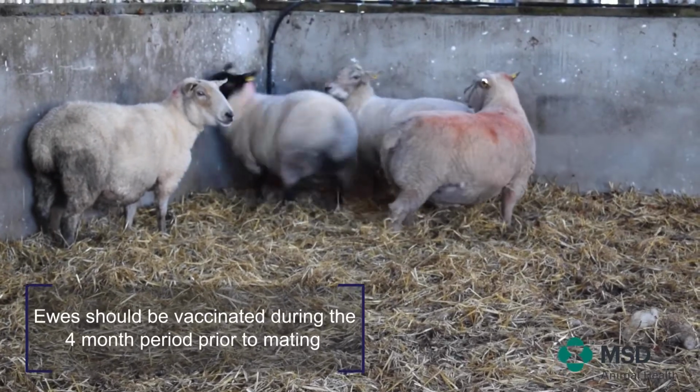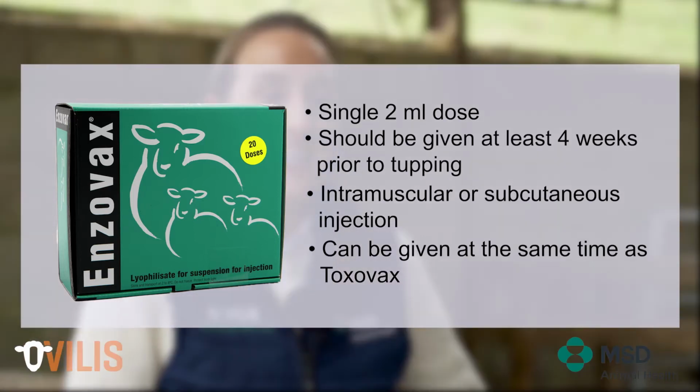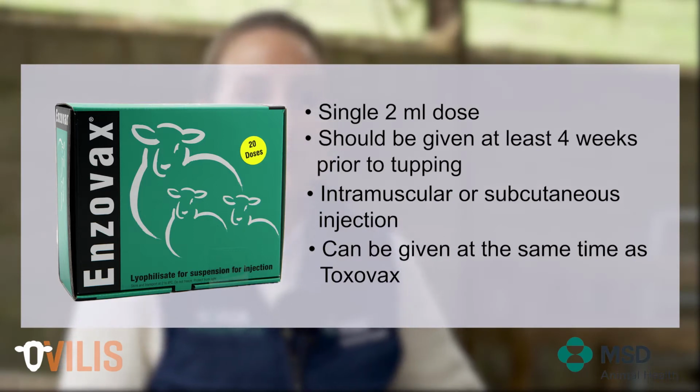The vaccine is a live vaccine, so a single dose is administered. It's a 2 ml dose and it's given either into the muscle or under the skin. This vaccine can also be given along with a vaccine for toxoplasmosis.